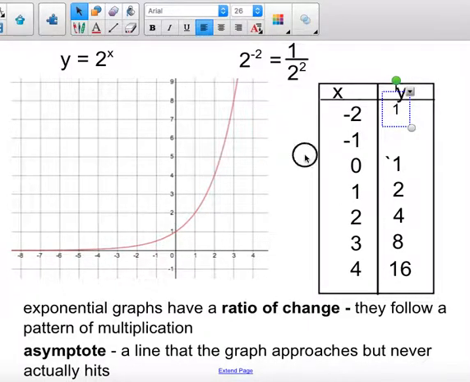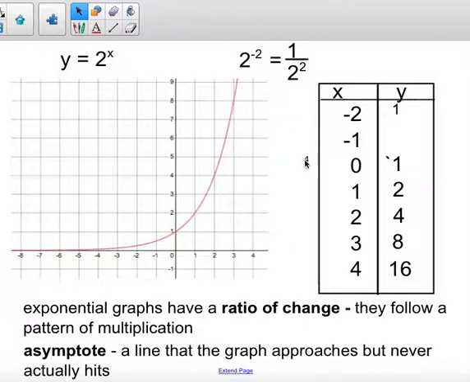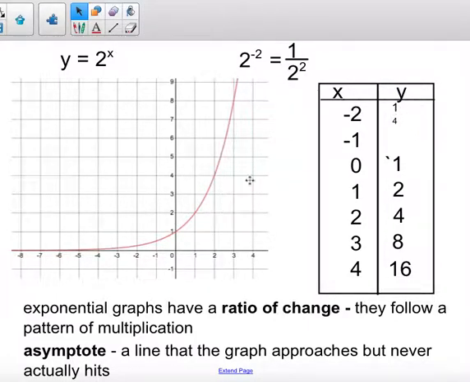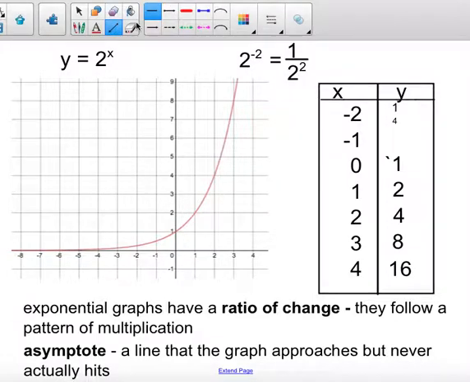Smart Notebook doesn't type fractions very well, so bear with me. Yeah, and that sure doesn't look right. Close enough. You guys know what I mean. And that's my cat in the background.